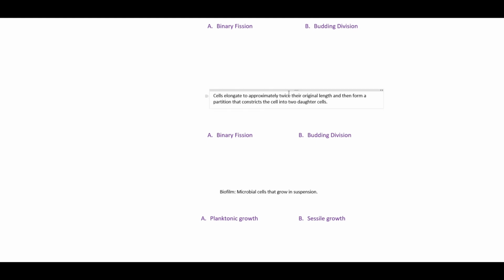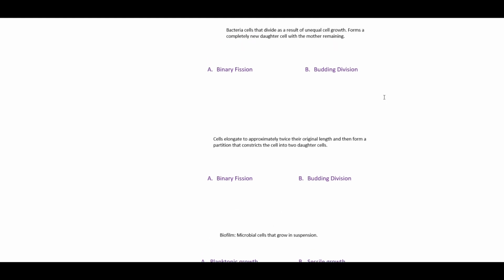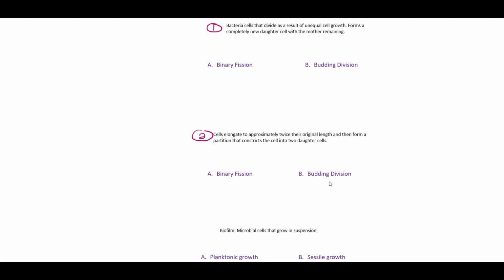Second one, number 2: cells elongate to approximately twice their original length and then form a partition that constricts the cell into two daughter cells. Is it A, binary fission, or B, budding division?